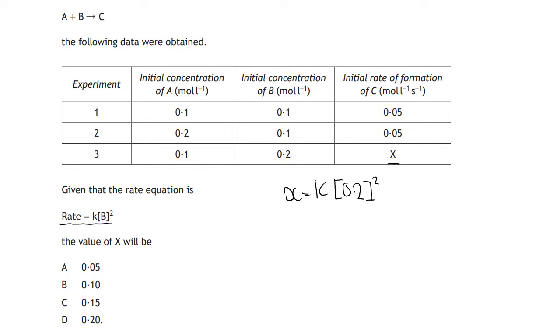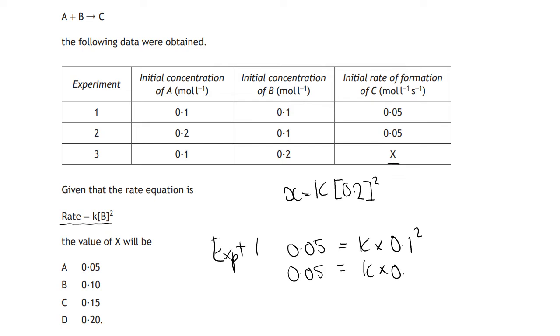So to do this, I'm going to look at experiment one, where we know that 0.05, our rate, is equal to k multiplied by [B] squared, which is 0.1 squared. So 0.05 equals k multiplied by, when I put in 0.1 squared, I get 0.01.